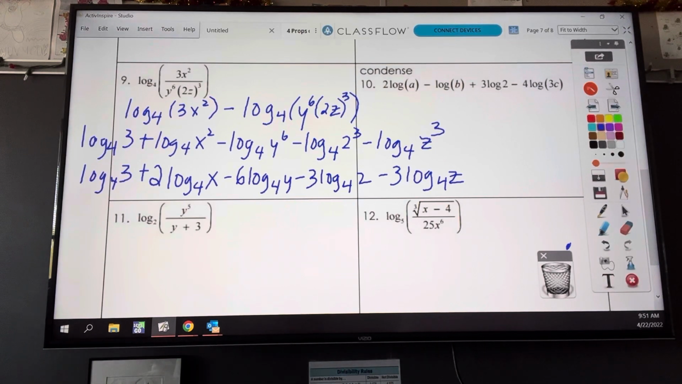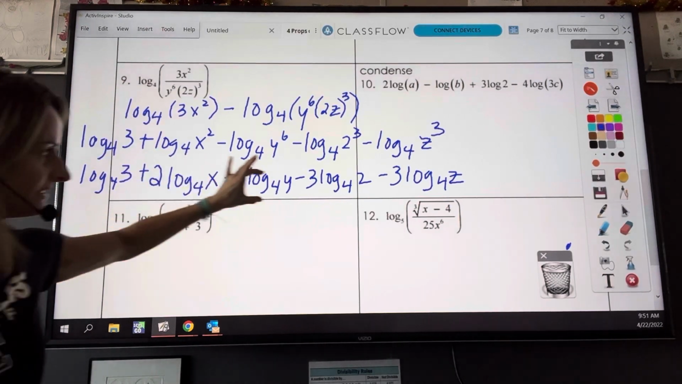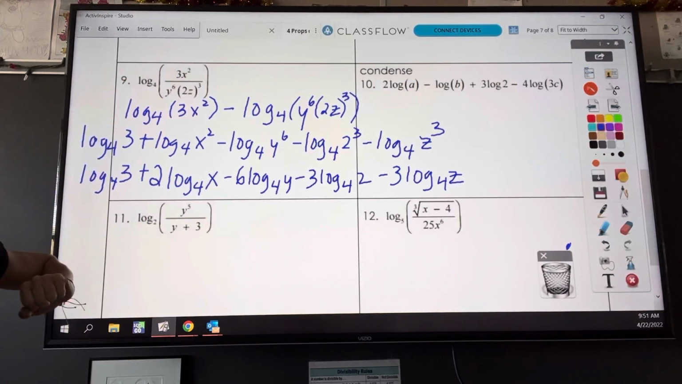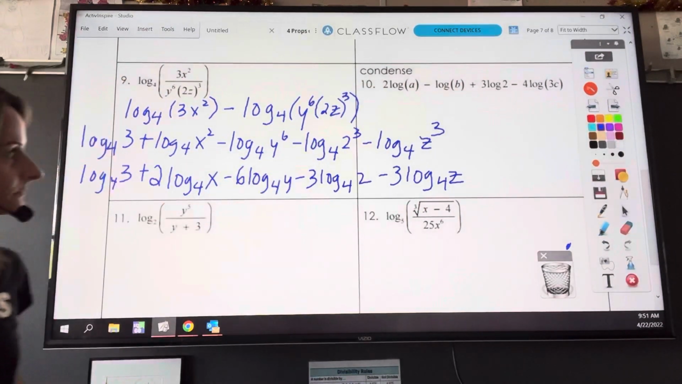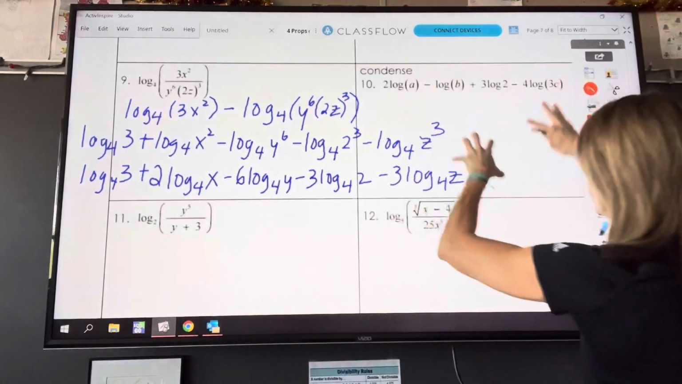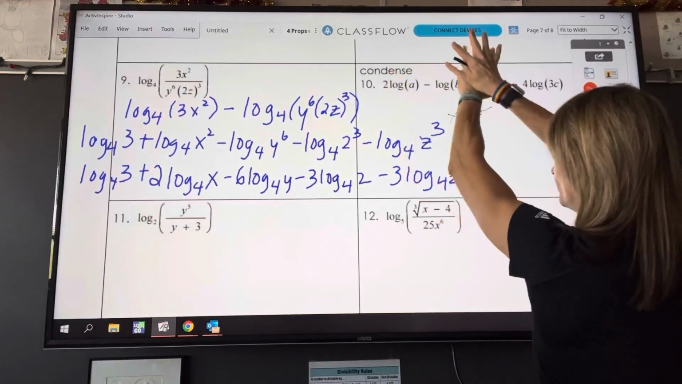And when we do number 10, we're just working backwards to condense. So you'll be given an expression like this and asked to condense it and write it like this. And that's what we're going to be doing for number 10. So all these terms that are being subtracted are going to have to go in the denominator, and the ones that are being added will go in the numerator.